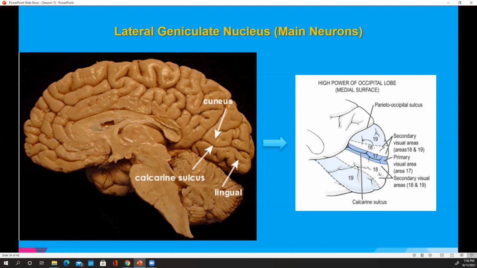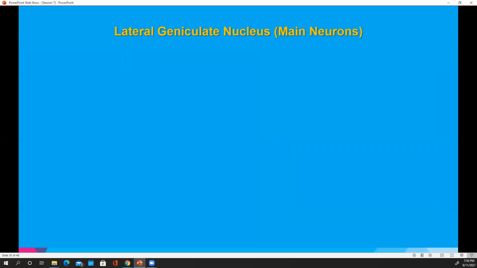But that's part of V1, whose other name is area 17 in Brodmann's notation, nomenclature. Make sense? Got it. So, again, it's the posterior brain, the occiput. That's where it is.